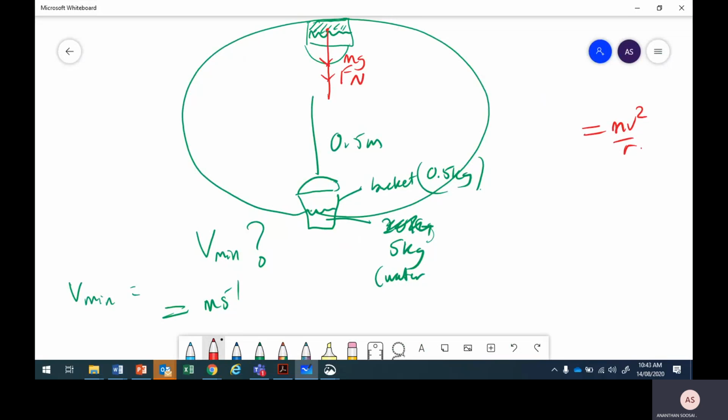The water will start to spill if the normal force of the water goes to zero. The question is about the water. The bucket experiences tension, while the water experiences normal force, right? So the focus is on the water. For the water, what should the centripetal force be? What contributes? Fn plus mg. This formula must come to your mind for the water.